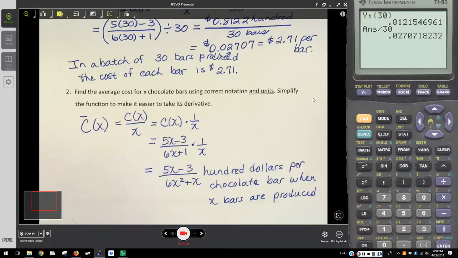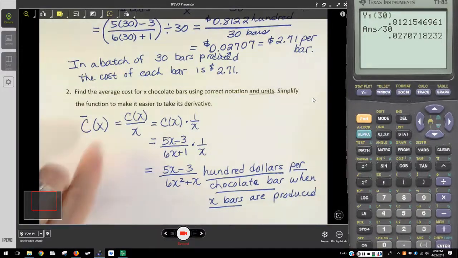You need to be sure that you have the units for C average of x as $100, because going back to the original problem, the total cost is in $100. So even when you divide that by the total number of chocolate bars, that's still going to be $100 per chocolate bar, and then x tells you how many bars you're actually producing in a batch.